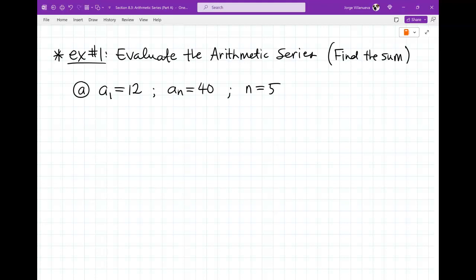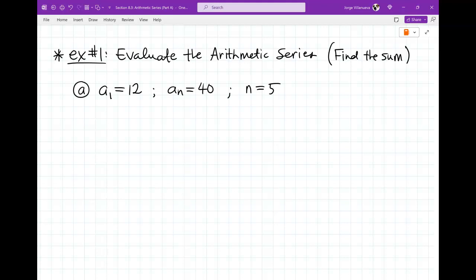Okay? So example 1 says evaluate the arithmetic series. In other words, find the sum. Okay? So figure out the sum of this arithmetic series. Now notice, in part A, they said, look, the first term is 12. And a sub n is 40, but n is 5. That means that the fifth term is 40, right? A sub 5 is 40. And they say add up the first 5 terms.